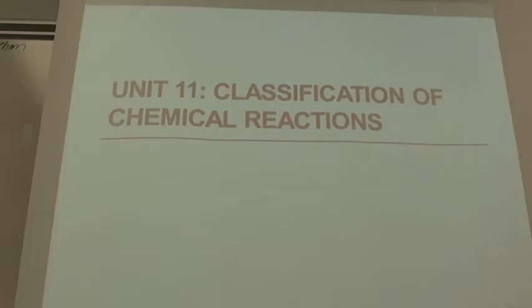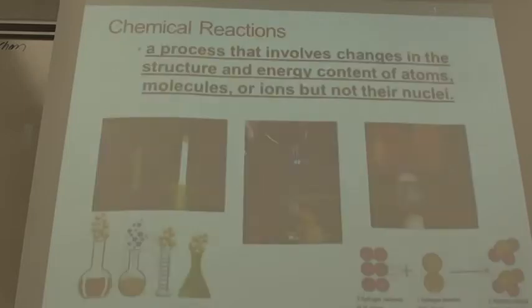Finally, we're talking about classification of chemical reactions. Here we go, starting now. So you're going to write this down right here. A chemical reaction is a process that involves changes in the structure and energy content of atoms, molecules, or ions, but not their nuclei.